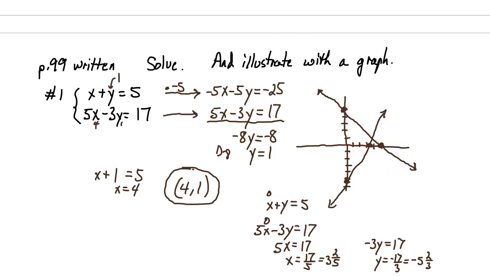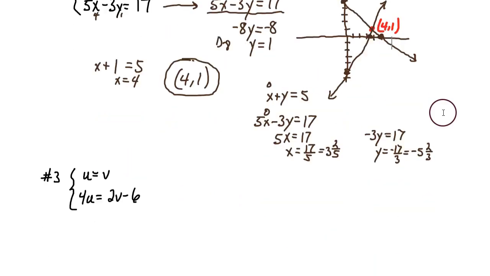Now, notice where they cross each other. This dot is the intersection of the lines and the solution of the system. It's 1, 2, 3, 4 to the right and 1 up: (4, 1). That corresponds to our algebraic solution.